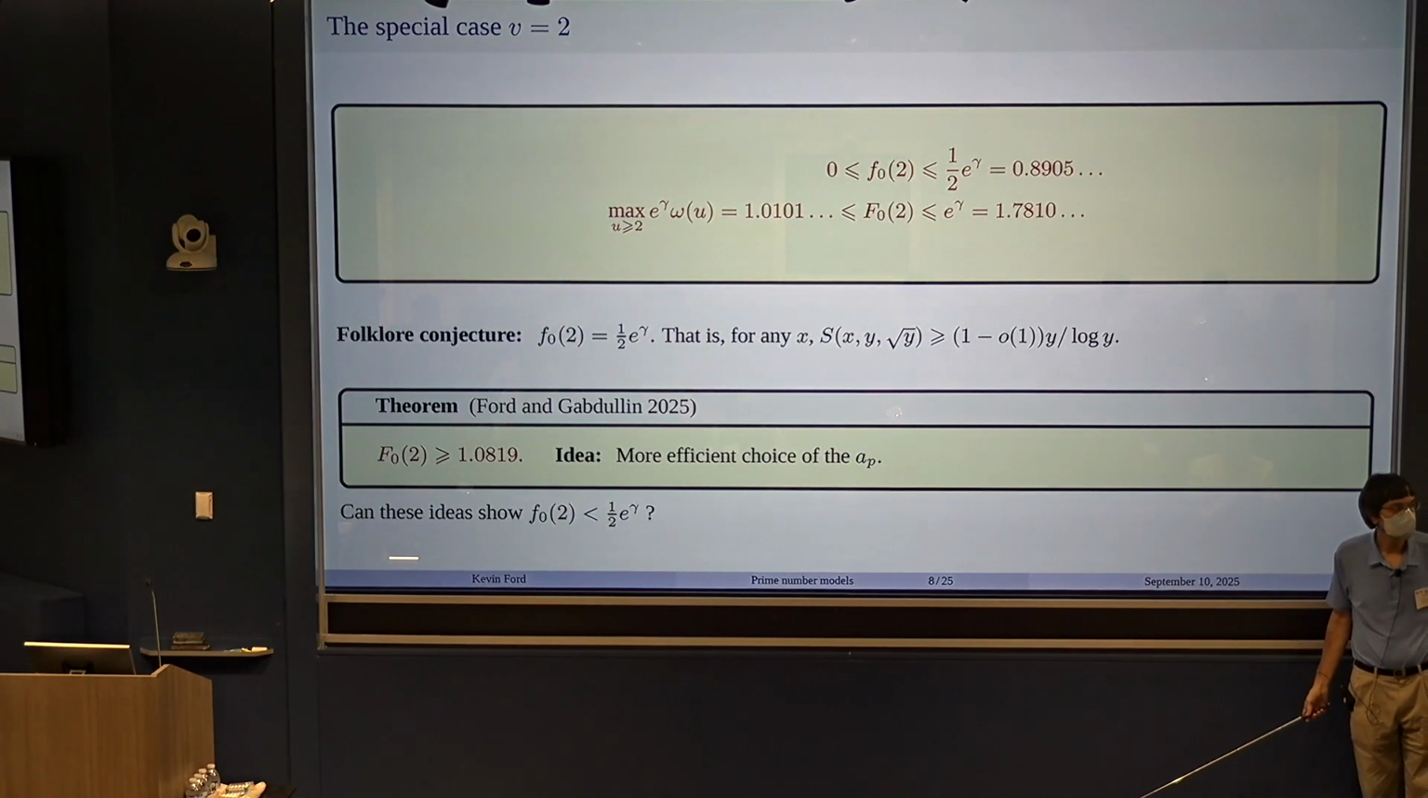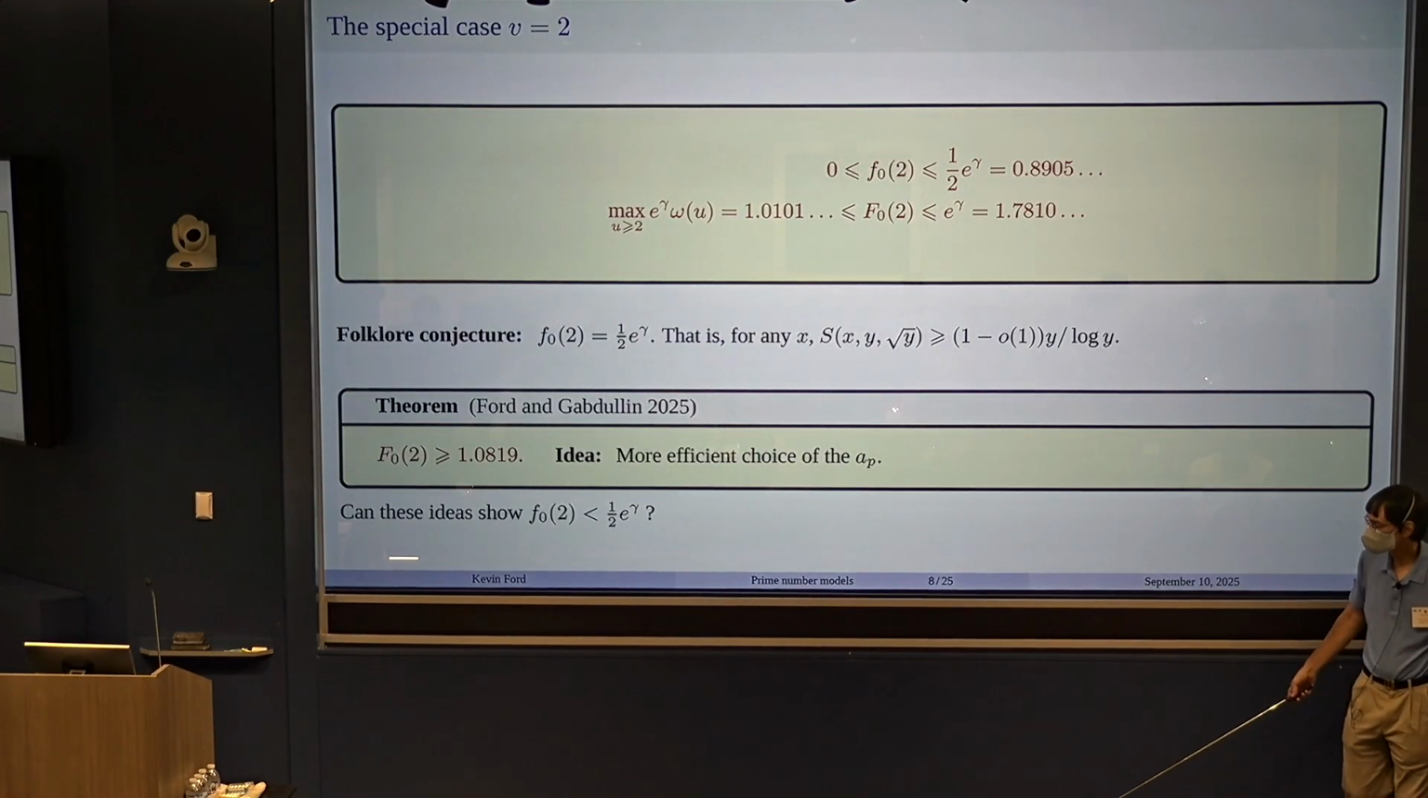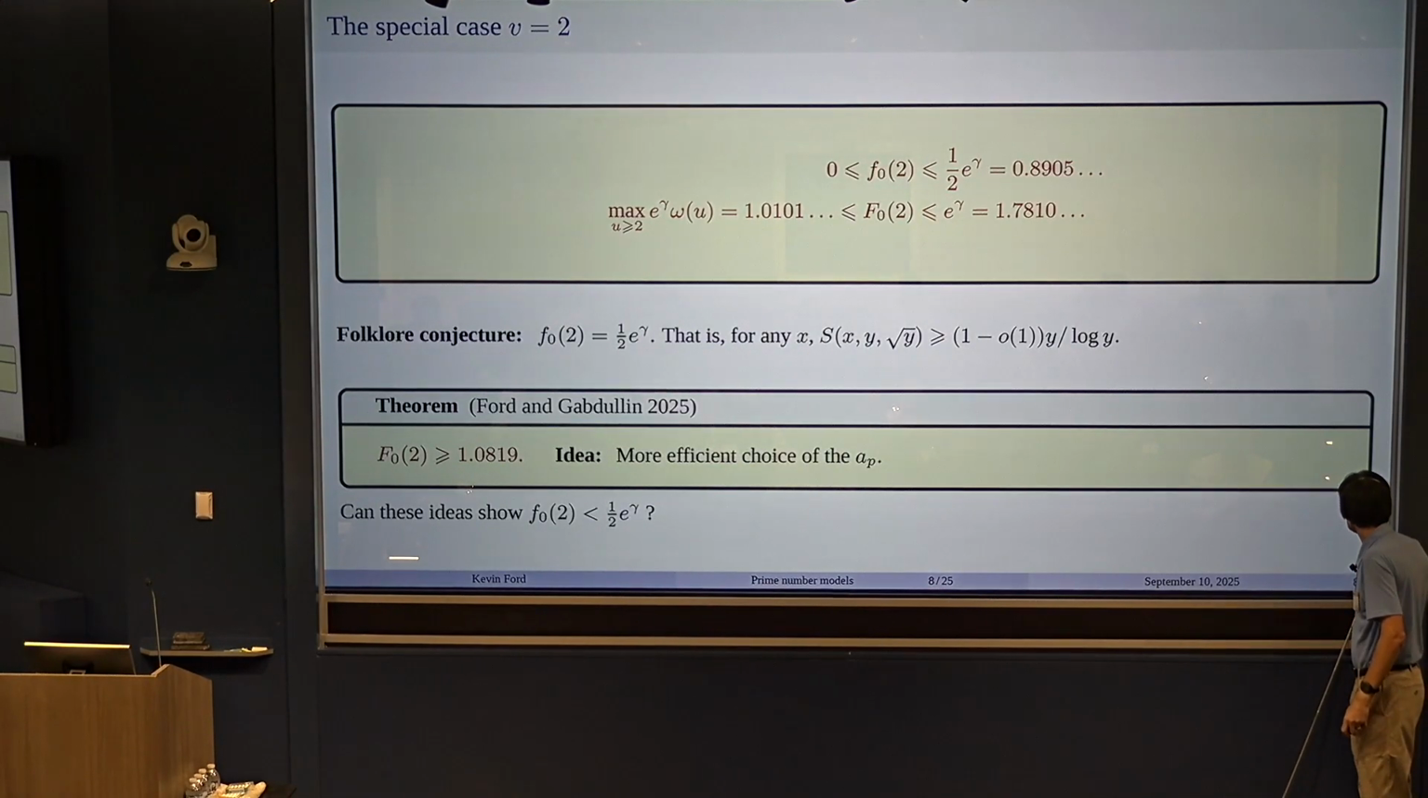We have time for a question. Oh. Is there any chance of a random model for the primes that would duplicate the Maier effect? Oh, the Maier effect. Okay.